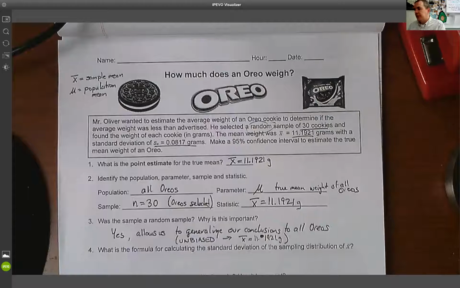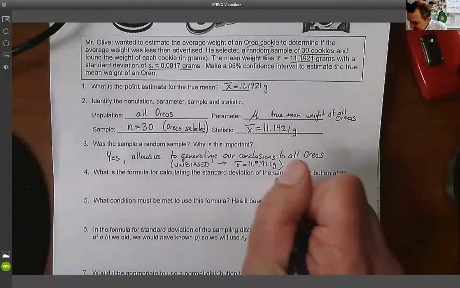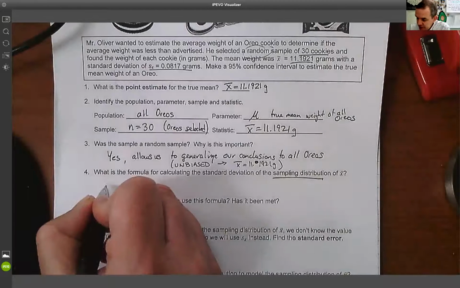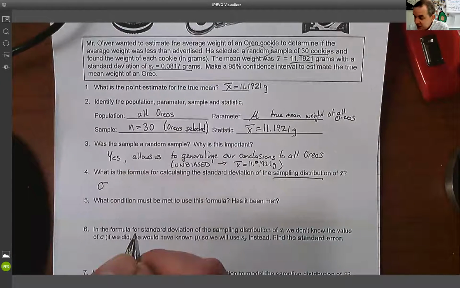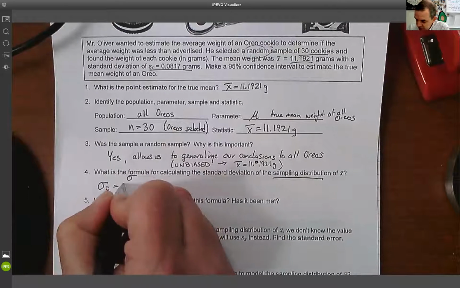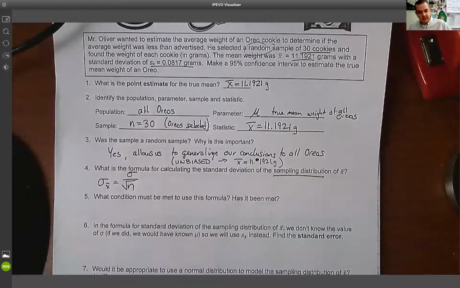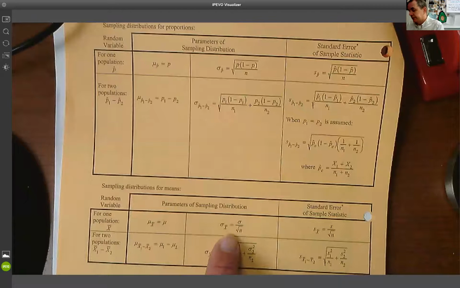What is the formula for calculating the standard deviation of the sampling distribution? Okay, so this says sampling distribution. Going back to chapter 7, what we determined was that the standard deviation of the sampling distribution of means was equal to the real standard deviation divided by the square root of n. So that's way back. And again, if you want to remember, it's right here, sampling distribution.